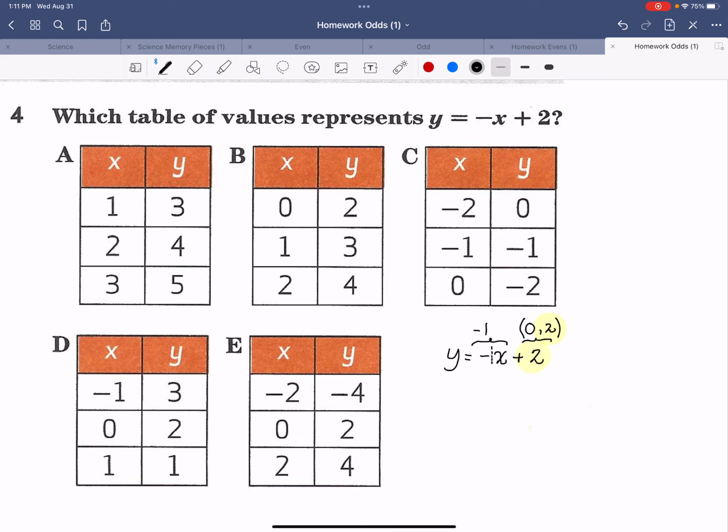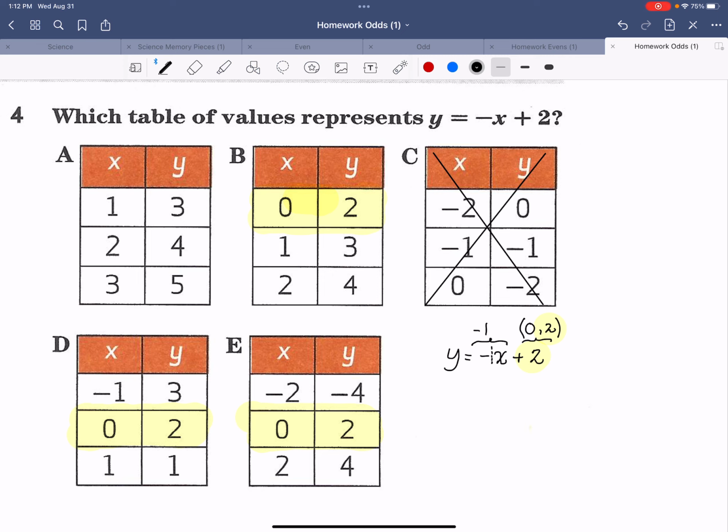So, with that in mind, I'm going to look for one of these tables that has this as one of the points. So I see it right here in B. I see it in D. And I see it in E. Now in C, we have the 0, but we have a negative 2. So that cannot be the answer. We need a 0 and a positive 2. So we can eliminate C.